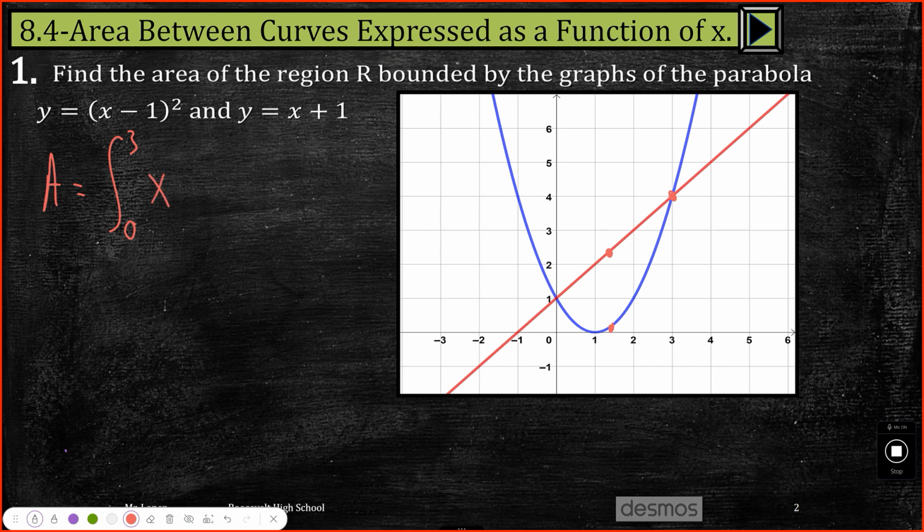x plus 1. And then we're going to subtract the bottom function, which is the quadratic, and make sure you put parentheses around it. And then it's dx. And there's the setup right there.